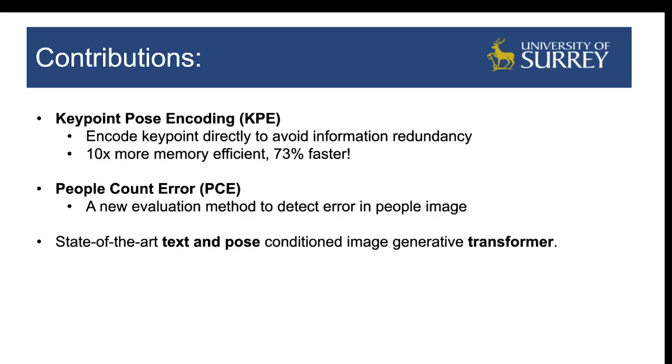That inspired us to create a new method called Keypoint Pose Encoding (KPE), where we encode the key points directly, bypassing the skeleton image, which resulted in 10 times more memory efficiency and was 73% faster in both inference and training. Then we also created a new metric called people count error, to detect errors in people images. And the third contribution is that we created the first text and pose to image transformer model, and we show that it outperforms the state-of-the-art DALL-E.